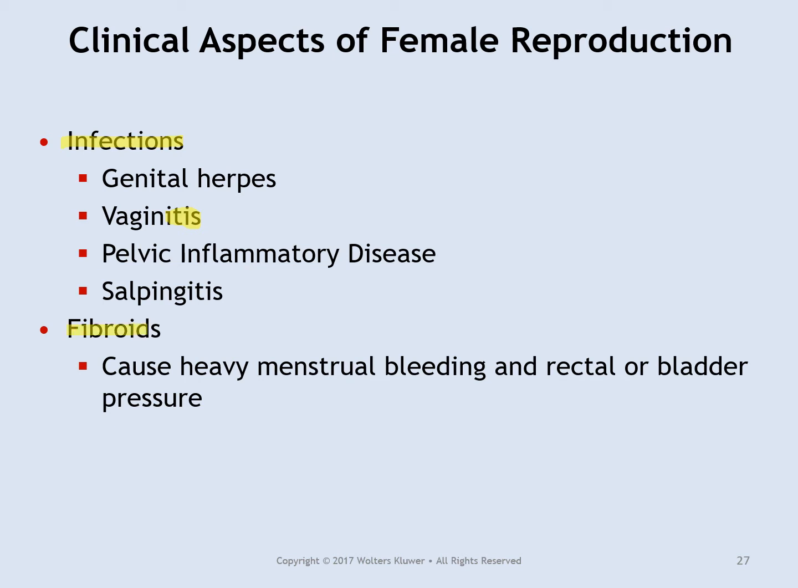Fibroids can cause heavy menstruation, and they can get so big that they start applying pressure to the rectum and bladder as well. Now, fibroids don't necessarily indicate cancer, so keep that in mind.